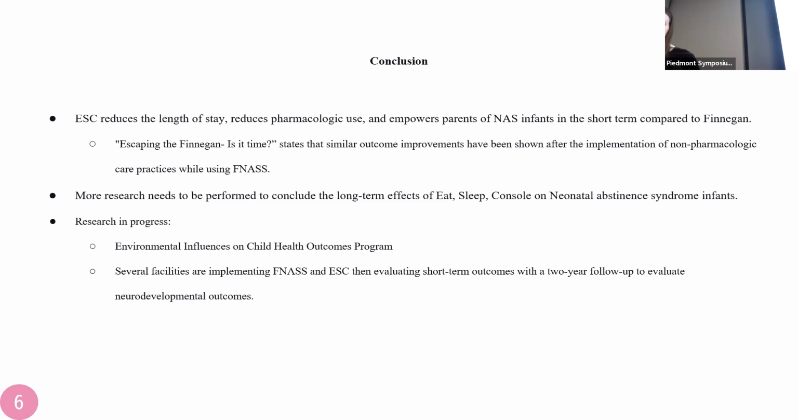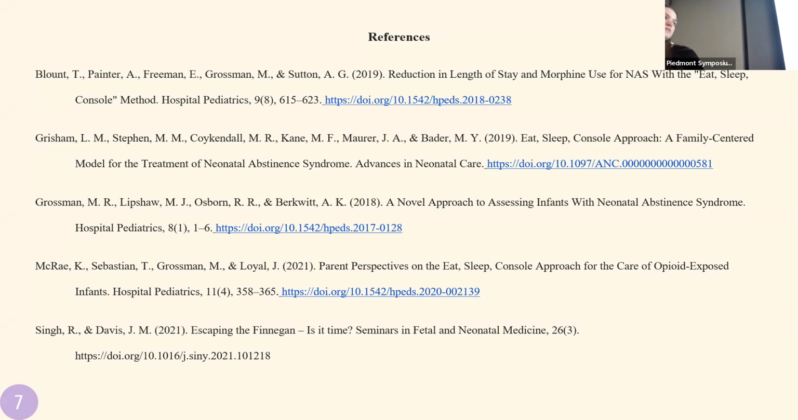Currently, there is research in progress being done by the Environmental Influences on Child Health Outcomes Program. Several facilities are implementing FNOS and Eat, Sleep, Console, then evaluating short-term outcomes with a 2-year follow-up to evaluate neurodevelopmental outcomes. The research will be completed in November of 2022. That's my references.